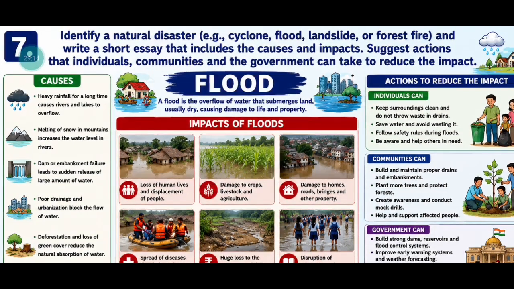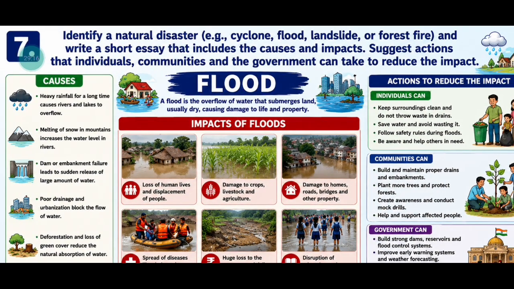Okay, so we need to mention the causes of this natural disaster, any one example which you have taken, and you need to mention the impact also. So pick one example, mention causes. Number 3, mention impacts, as well as suggestions how individuals, communities and government can take action to reduce the impact. Fine, here it is. So flood.